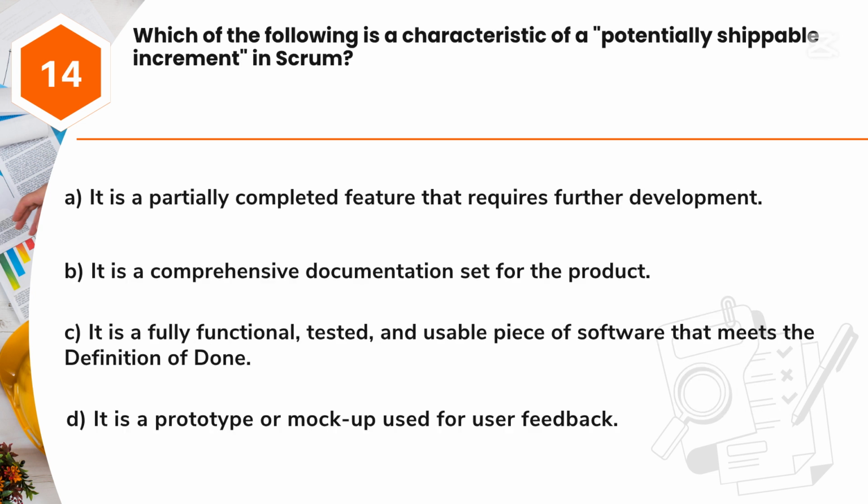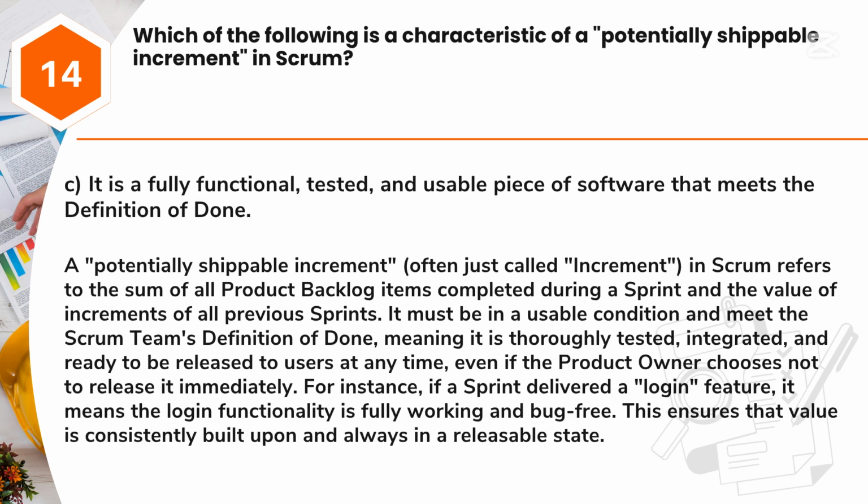Question 14. Which of the following is a characteristic of a potentially shippable increment in Scrum? A. It is a partially completed feature that requires further development. B. It is a comprehensive documentation set for the product. C. It is a fully functional, tested, and usable piece of software that meets the definition of done. D. It is a prototype or mock-up used for user feedback. Answer: C. It is a fully functional, tested, and usable piece of software that meets the definition of done.